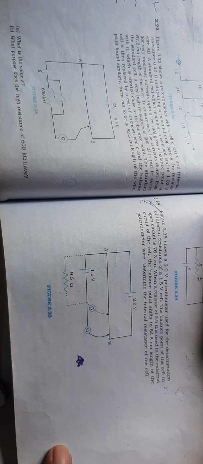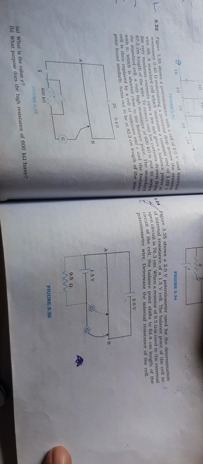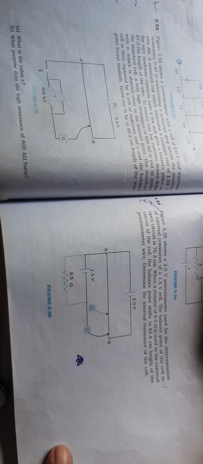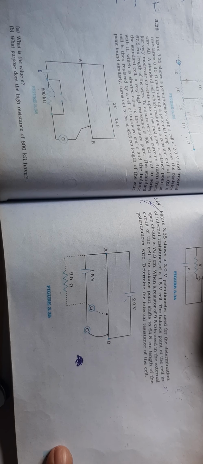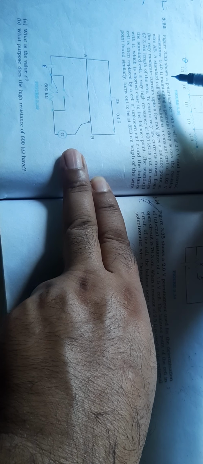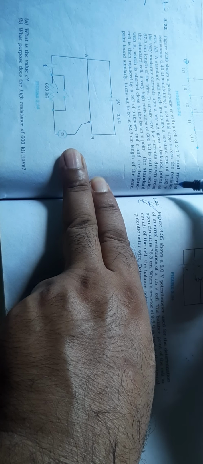This is question number 3.22 of NCERT Class 12 Current Electricity. Actually, this is the additional exercise. Figure 3.33 shows a potentiometer with a cell of 2.0 volt and internal resistance 0.40 ohm maintaining a potential difference across the resistor wire AB.